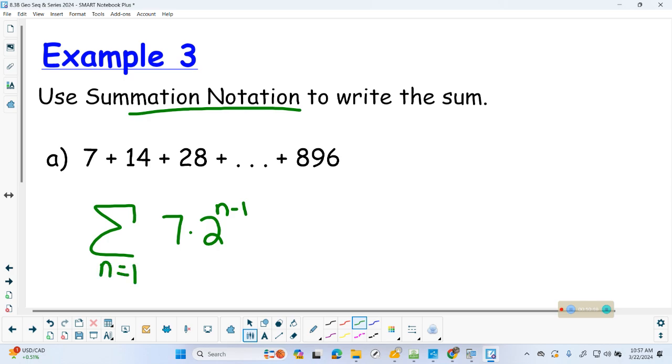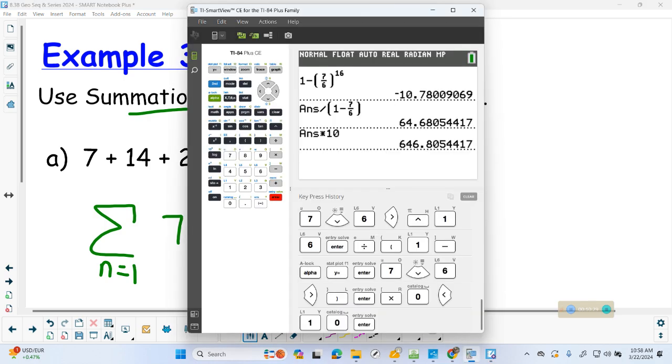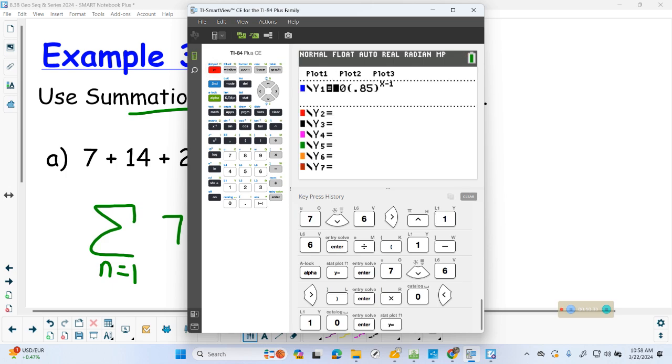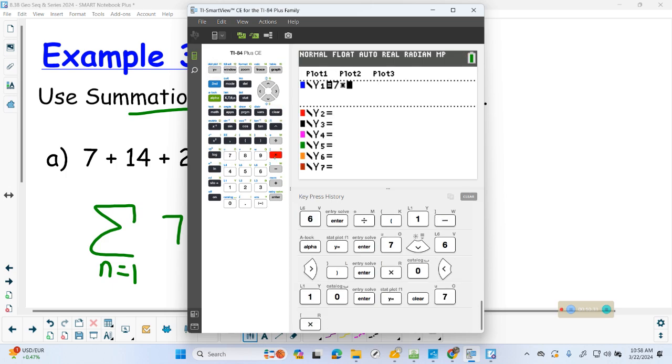Here's the problem. Here's the question. What term is this one? I don't know. So we're gonna work smarter, not hard. We're gonna go to our calculator. We're gonna type this in y equals. We're gonna look in the table for 896. Instead of guessing and checking, I guess you could guess and check, but that just seems obnoxious. So I'm gonna type that in 7 times 2 to the x minus, I'm using x instead of n.